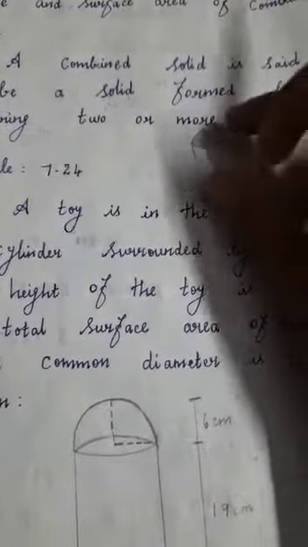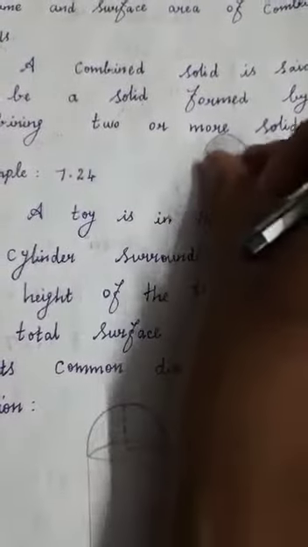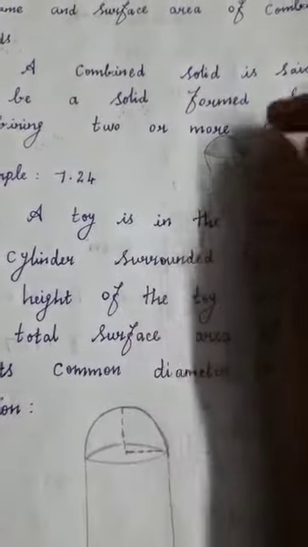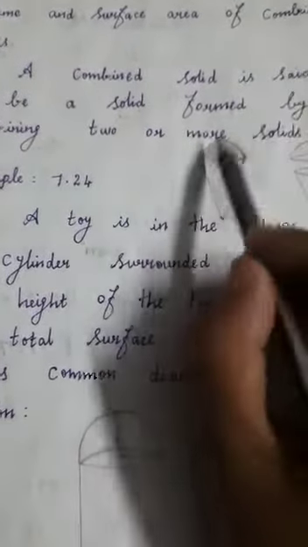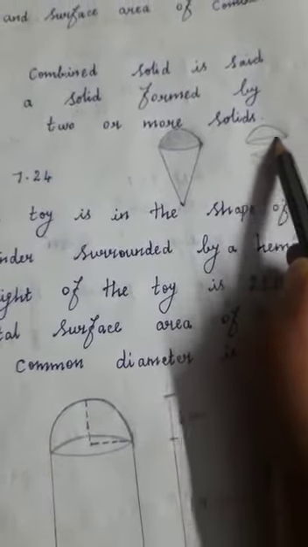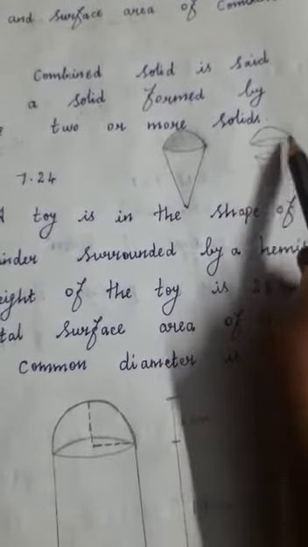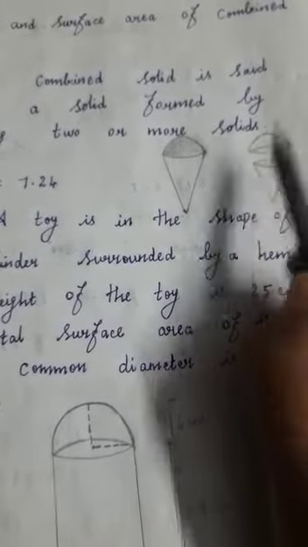Now see here which parts we can see. This cone part, this outside part, is visible. The next one, the top part, the hemisphere, is also visible. But the base of the cone and the base of the hemisphere are not visible, because both bases are attached together.